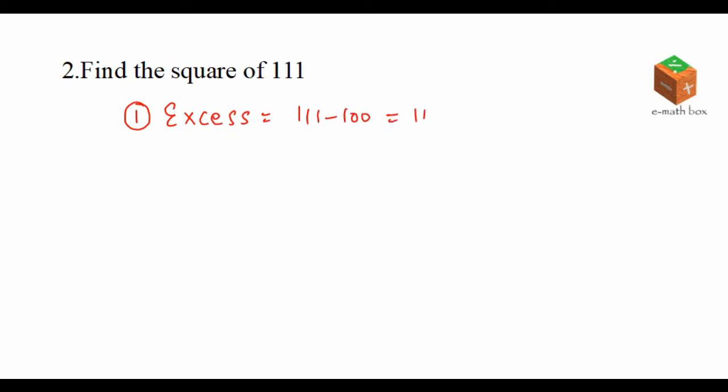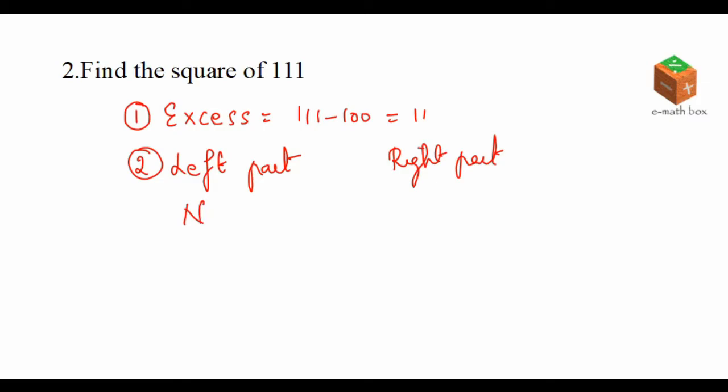The next step is we have two parts. One is the left part and the other one is the right part. The left part we have to find as the given number plus the excess value. The right part is very simple: you should find the excess value whole square. What is the given number here in the question? The given number is 111 plus the excess value 11. So 111 plus 11 you will get as 122.